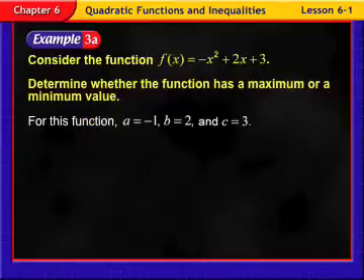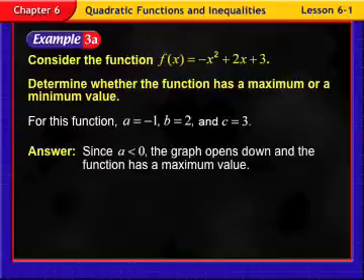To do that, we're going to identify our a, b, and c again, and all we need to know is our a. If the a is less than 0, the graph opens down and the function has a maximum. If the a is greater than 0, then the graph opens up and it has a minimum value.